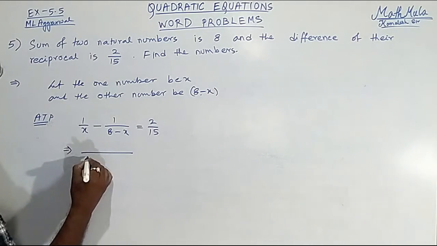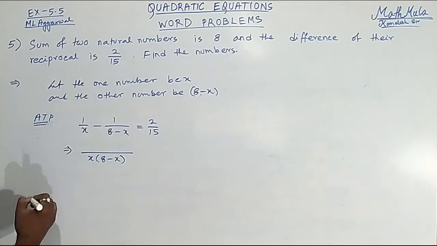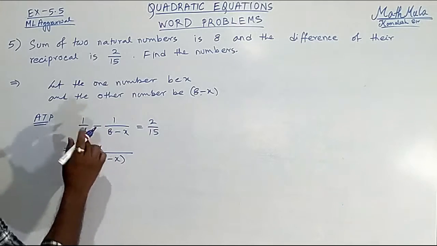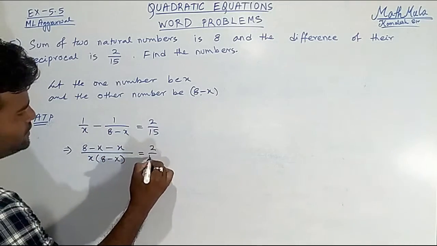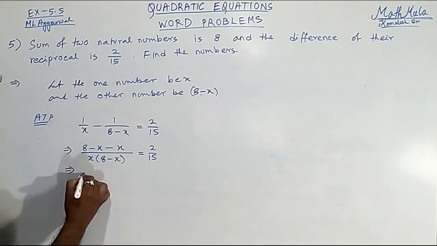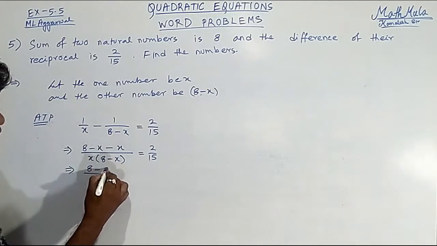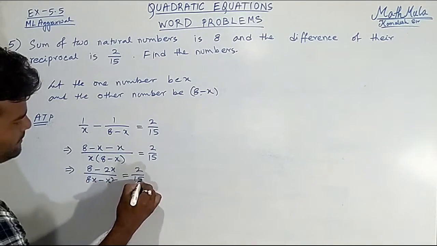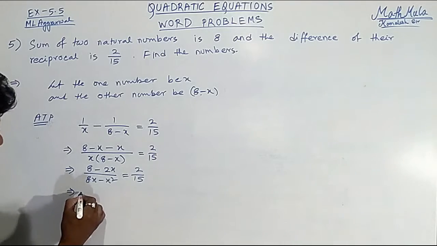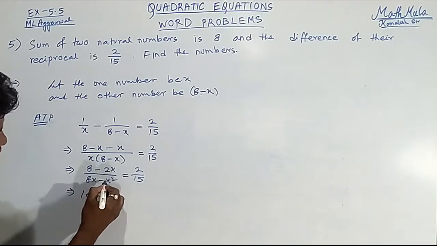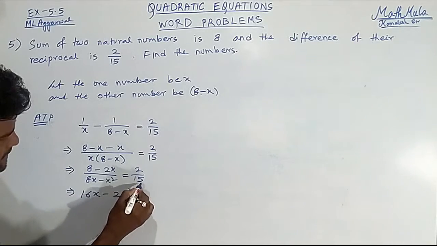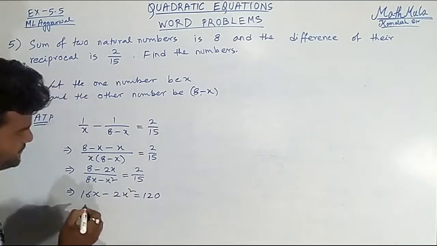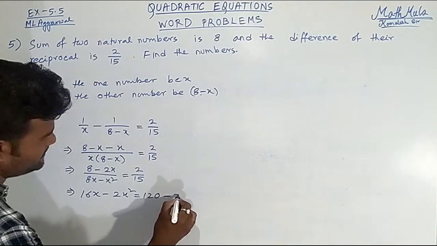Find the LCM of these two numbers, that is x into 8 minus x. Now 1 into 8 minus x, that is 8 minus x, and 1 into x, that is minus x, is equal to 2 by 15. That implies this is 8 minus 2x and this is 8x minus x squared is equal to 2 by 15. Cross multiply, we get 2 into 8, that is 16x, 2 into x square minus 2x square is equal to 8 into 15, that is 120. Now 2x into 15, that is 30x.